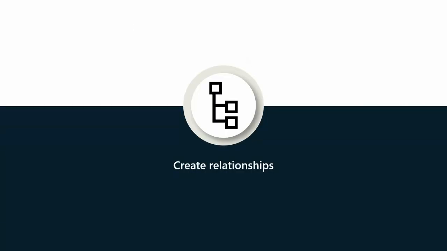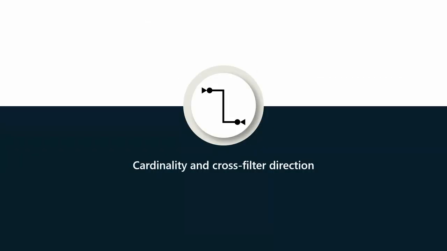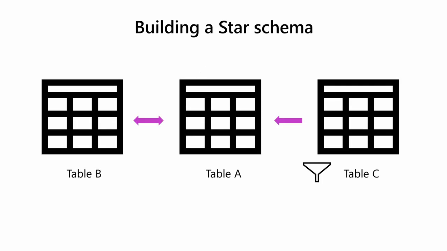Once you've loaded the tables, you must create relationships between them. You can join tables by dragging relationships between key columns or from the Manage Relationships section of Power BI Desktop. Finally, you need to set cardinality and cross-filter direction. You must set cardinality to determine how your database tables relate, and you need to set the cross-filter direction to determine the pathway through which filtering occurs between your tables.